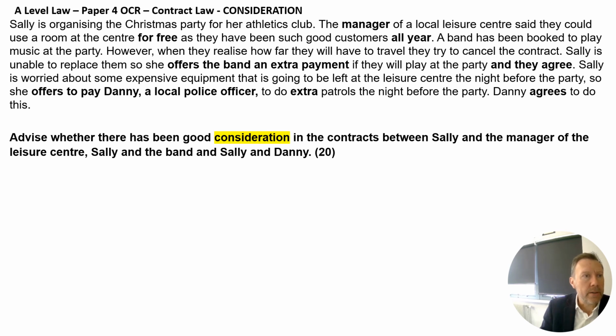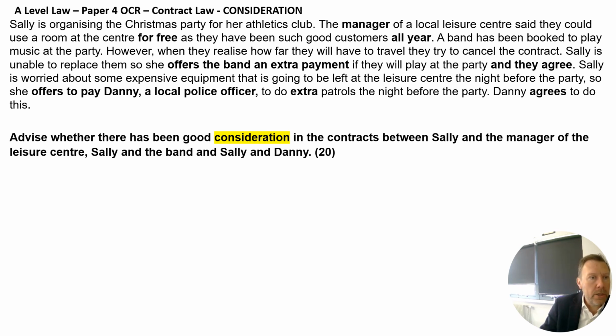So as you can see, there are 3 elements to this problem question, 3 things that are going on. And then the question is, advise whether there has been good consideration in those various contracts. There's 3 of them. It's a typical consideration problem question. You might get 2 or 3 things going on, and the examiner wants you to discuss whether there has actually been consideration. All very predictable. If you know your consideration law, it's not a huge topic.